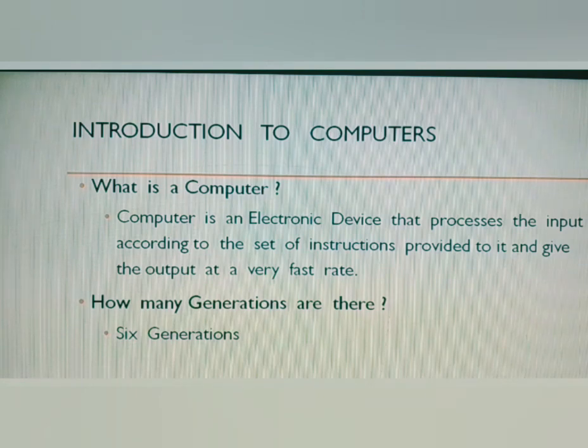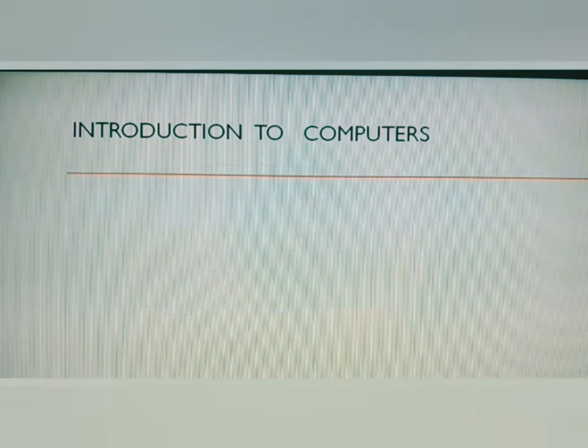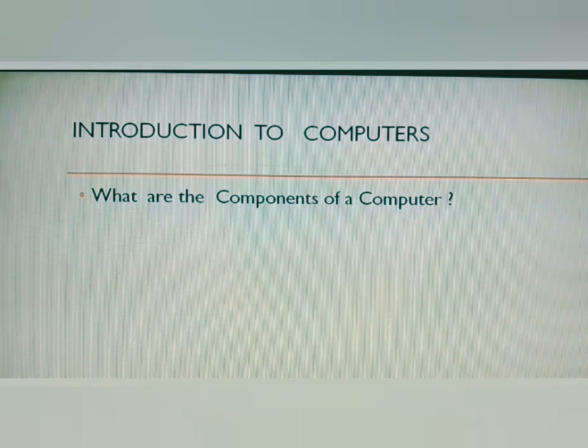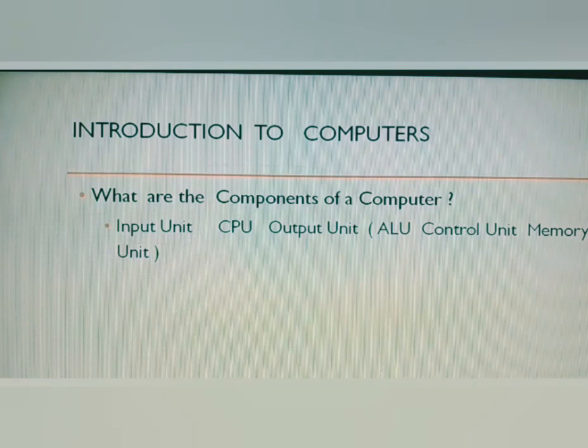In that you have finished all the merits and demerits also. And next, what else have you discussed? Yes, the components of the computer. So what components are there? Input unit, CPU, output unit. In the CPU, you have 3 components. What are they? Arithmetic and logical unit, control unit, and the next one, the memory unit. So after finishing this, what did you finish next?